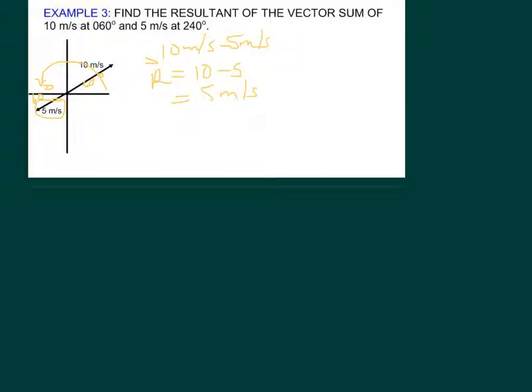And in this way, it's kind of interesting to look at it like a tug of war. The vector that's traveling in this direction kind of wins, and so the direction is at a bearing of 060 degrees.